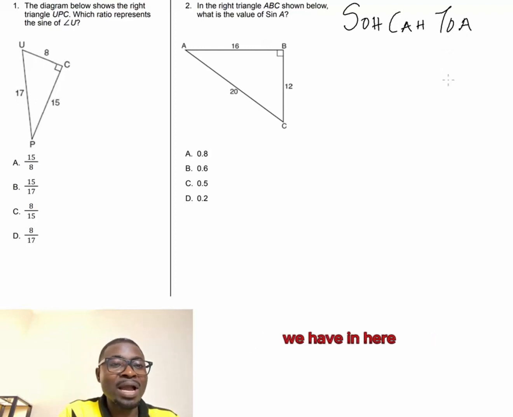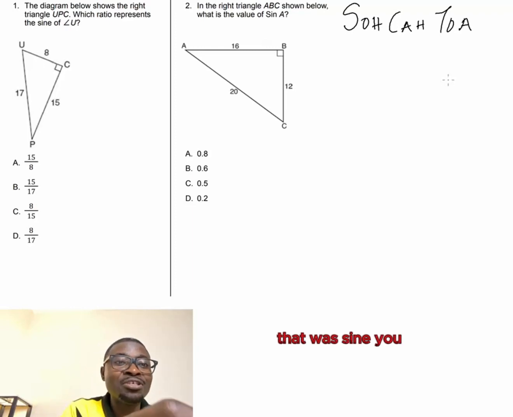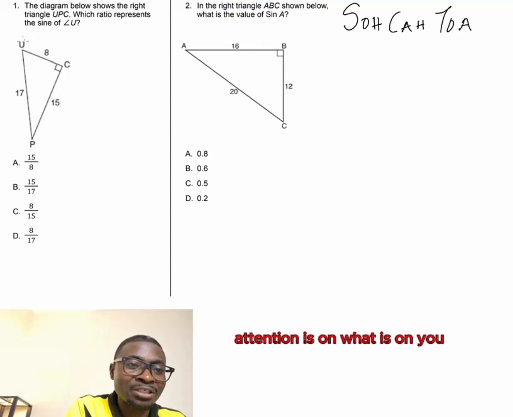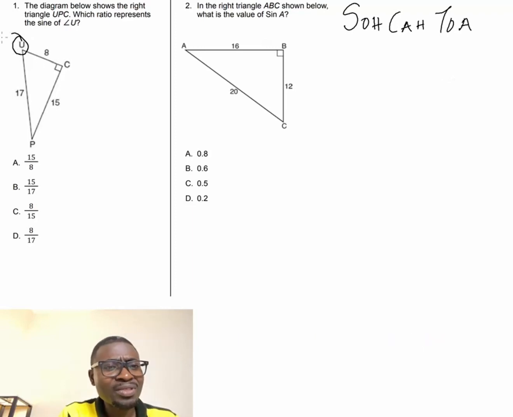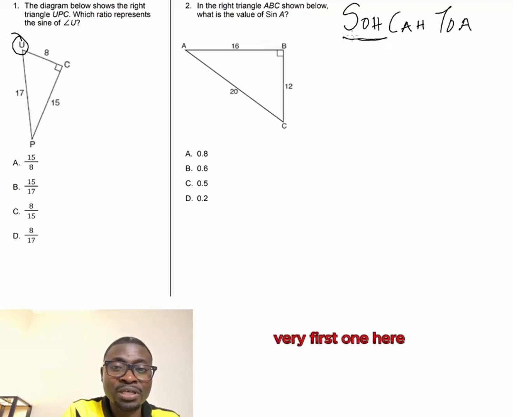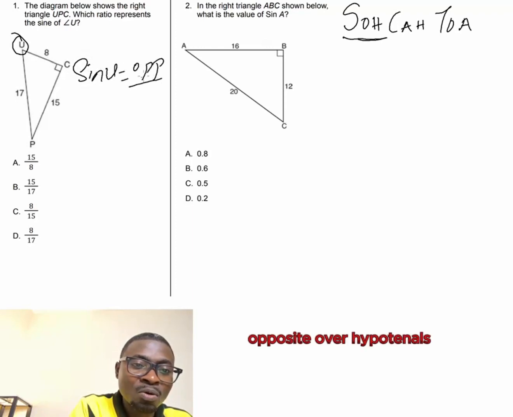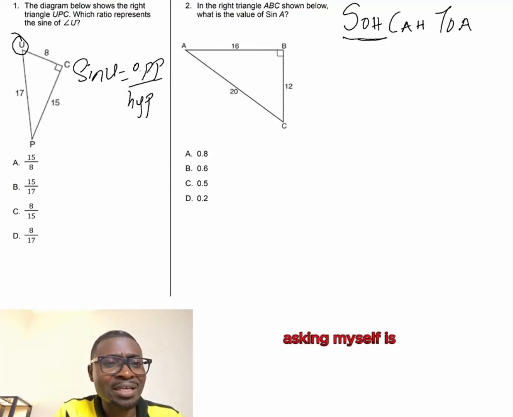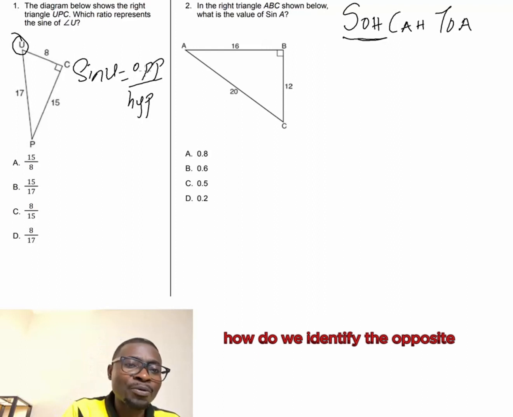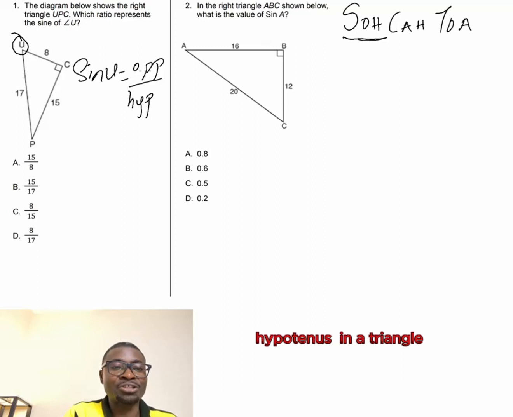So in the question we have here, we're asked to find the sine of the angle, that is sine U. So our attention is on U. That means we're using the very first one here, which is sine. Sine U is equal to opposite over hypotenuse. Now, how do we identify the opposite and the hypotenuse in a triangle?